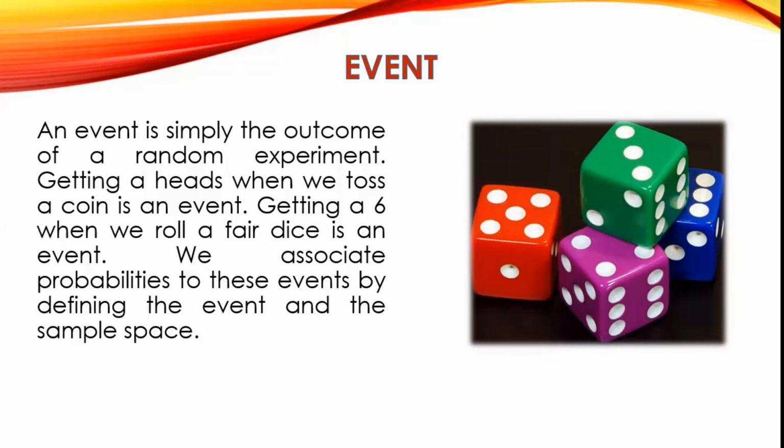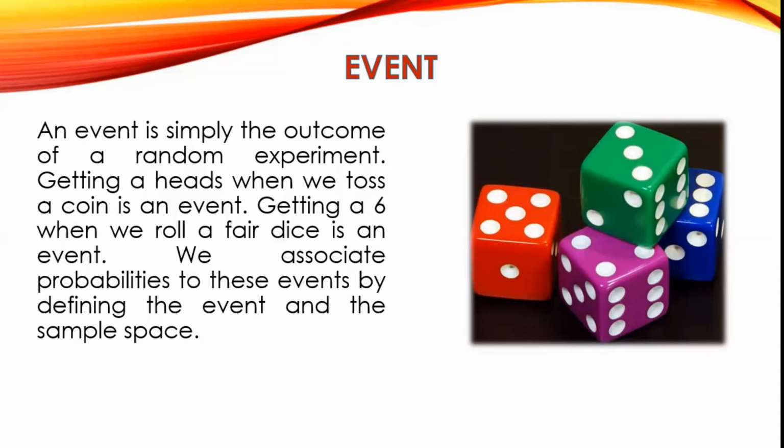What is the formula? The chance of getting a head is one possibility out of two, so we write 1 by 2. Head chance is 1 by 2, tail chance is 1 by 2. If we add these two, 1 by 2 plus 1 by 2, it becomes 1. So if you write out all the probable chances and add them, the summation should be 1. This is very important.